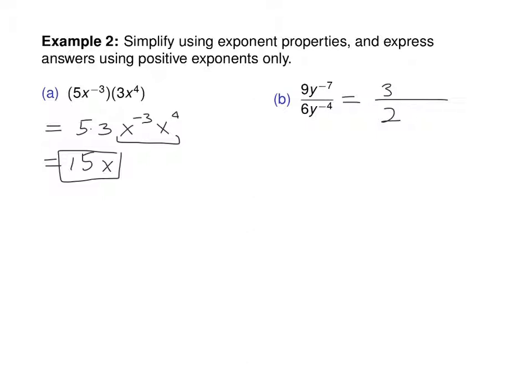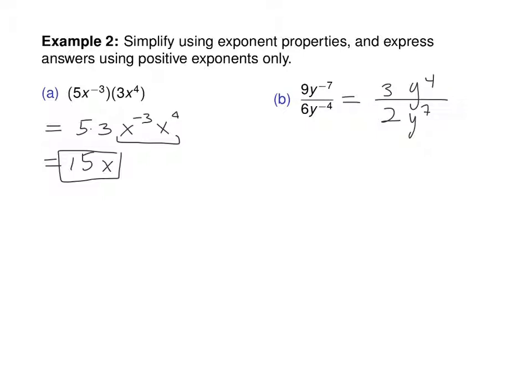Or, I said that wrong. Y to the negative 7 goes up, right? No, crap. I almost swore on camera. So y to the negative 7 goes down. Y to the negative 4 goes up. Okay. Whoosh, dodge that one. Y to the 4th over y to the 7th. Okay. Whew.